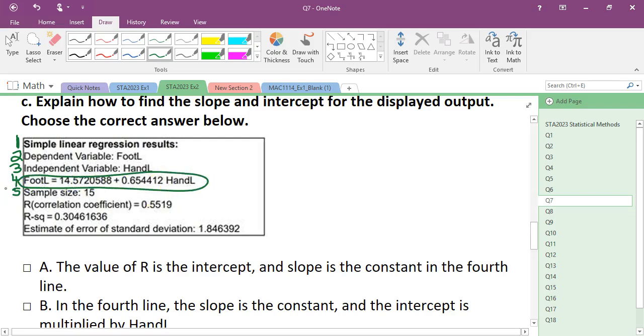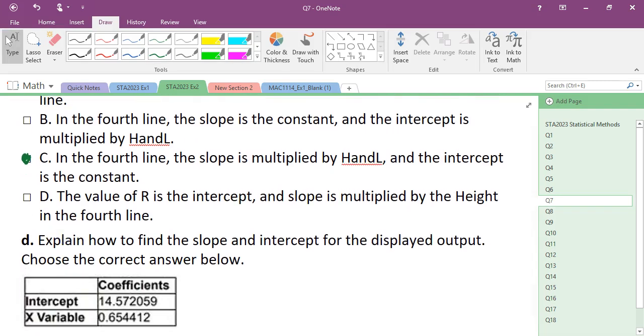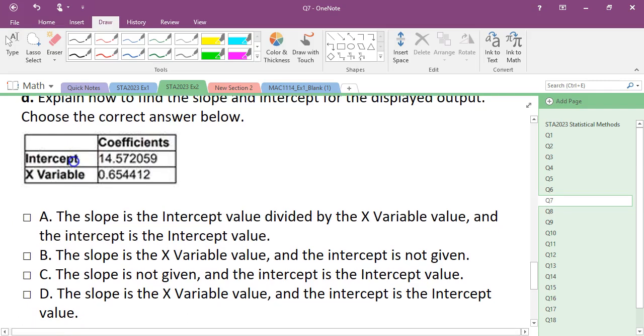And as we discussed in a lot of these other ones, we throw out A because it's saying slope is a constant. But also, right here, R value does not represent intercept. R value means that's our correlation coefficient. And then part B, again, it says slope is the constant. That doesn't make any sense. In part D, it says the R value is the intercept. Again, that doesn't make any sense because R value is your correlation.